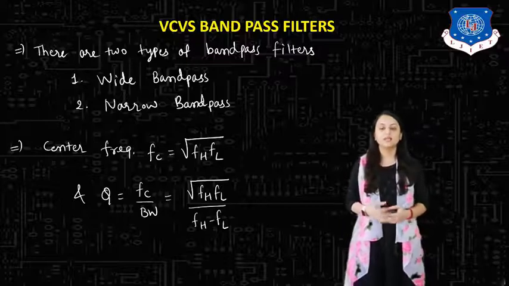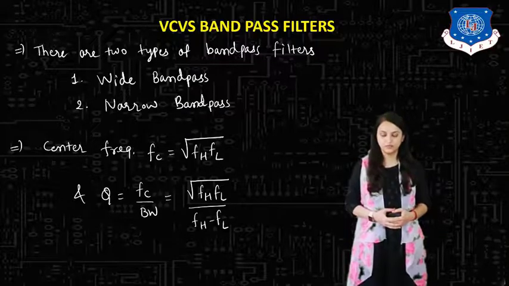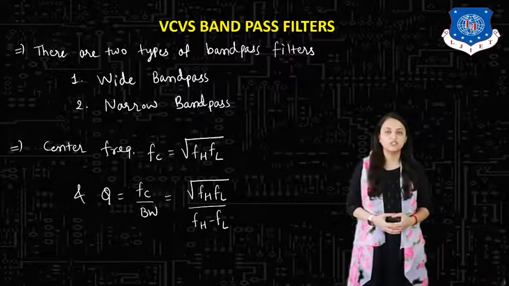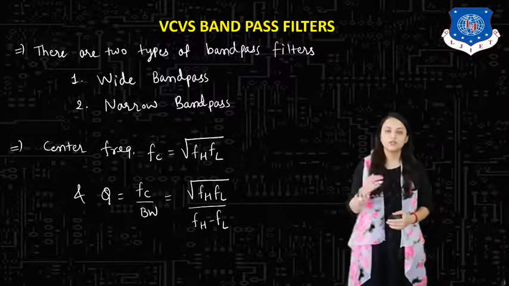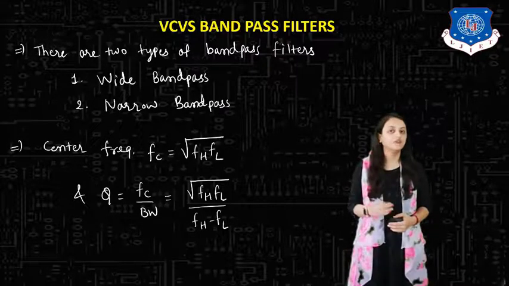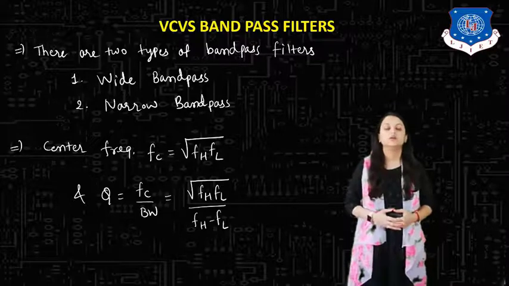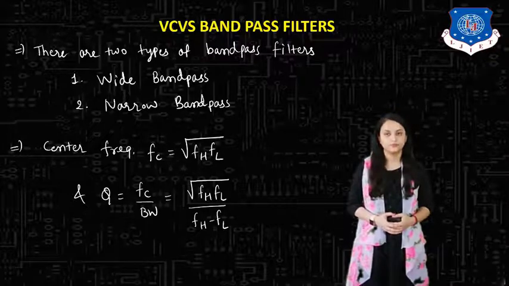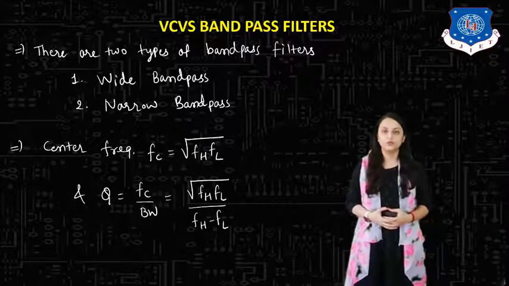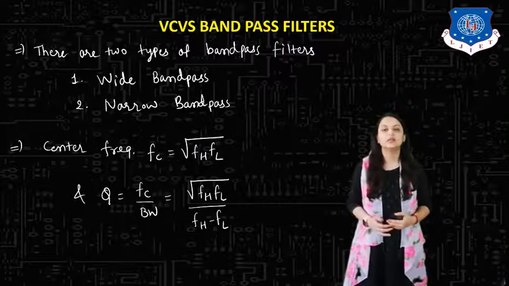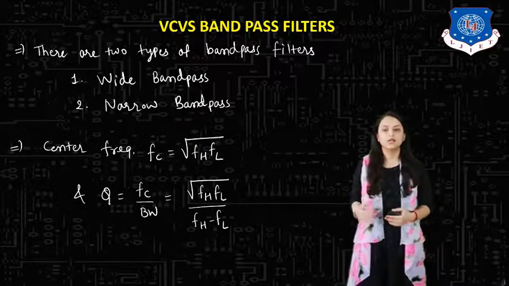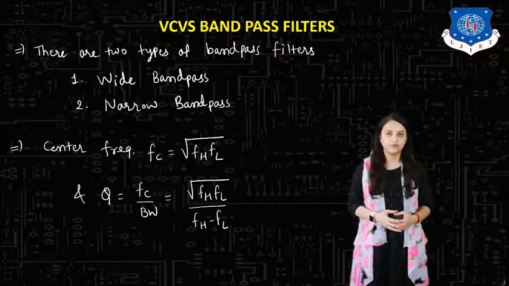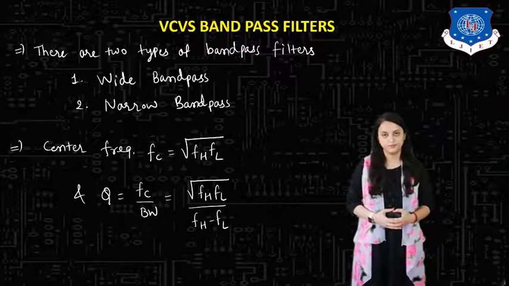Now, if you want to calculate the center frequency for this band pass filter, it is given as Fc, that is under root of Fh into Fl. So Fc equals under root of Fh into Fl, that is the formula of getting the center frequency, where Fh is the high frequency value and Fl is the low frequency value. If we want to obtain the quality factor Q, that is equal to Fc divided by bandwidth. Here Fc is under root of Fh into Fl and bandwidth is given as high frequency minus low frequency value, that is Fh minus Fl.